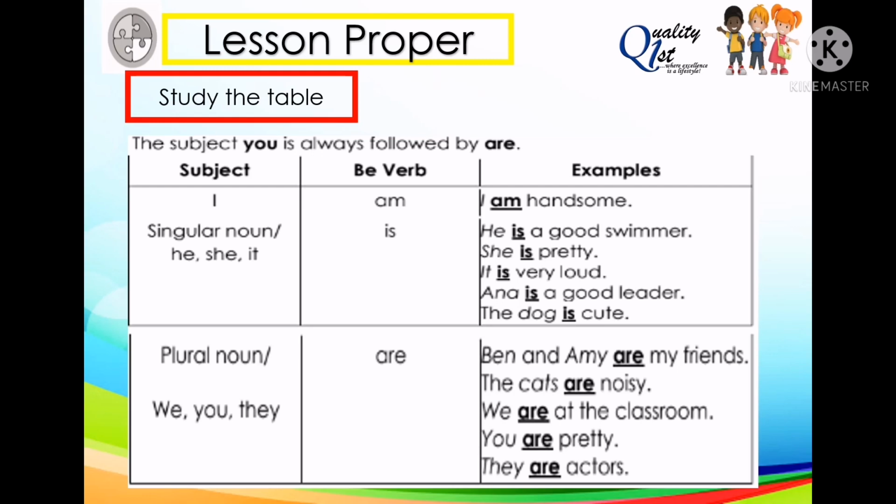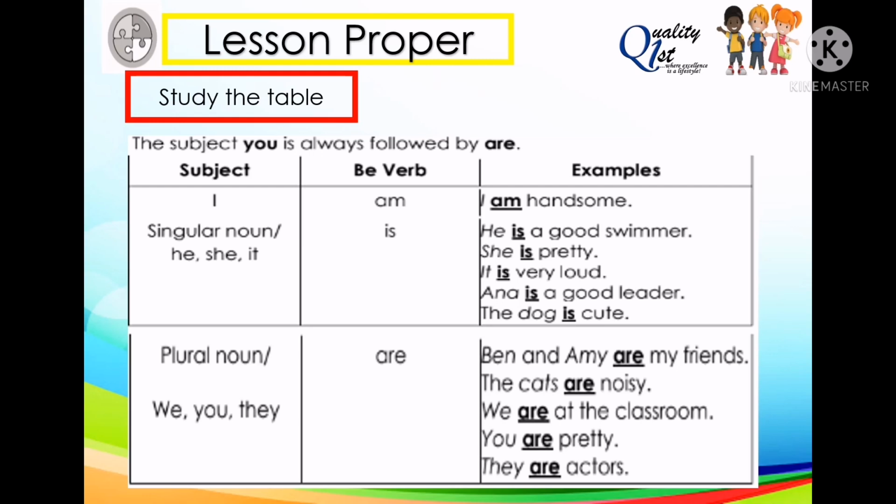Okay? Now let's have the plural noun or the pronouns we, you, and they. They always take the be verb are. Okay? Now let's have the examples. Ben and Amy are my friends. The cats are noisy. We are at the classroom. You are pretty. They are actors.